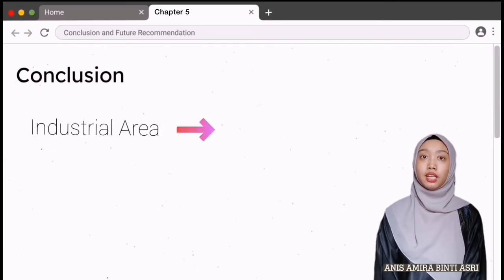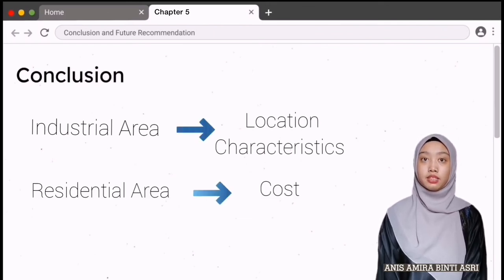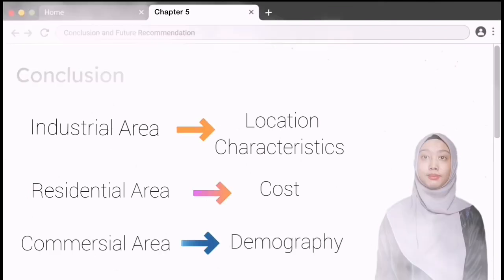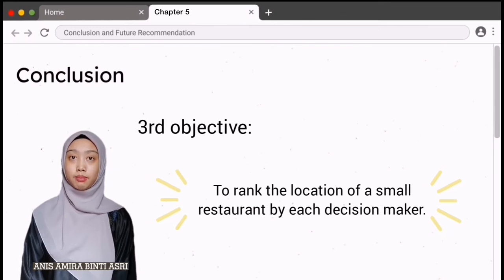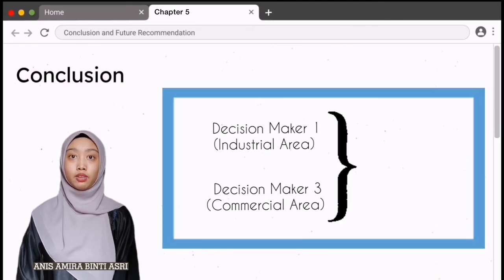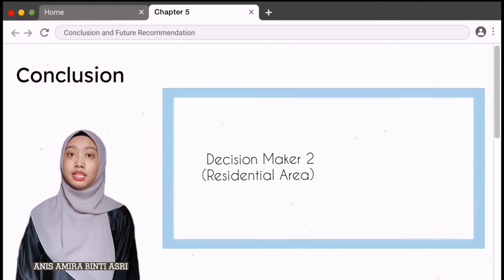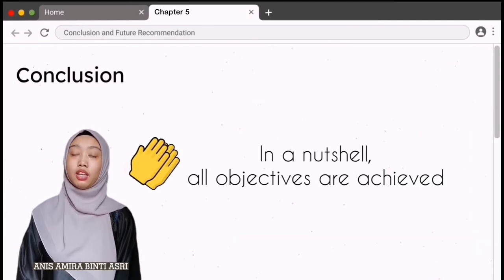In industrial areas, location characteristics are the most important concern in having a small restaurant, while cost is the most important factor in residential areas, and demography must be considered in commercial areas. Lastly, the third objective is to rank the locations of a small restaurant by each decision maker. Decision maker 1 from the industrial area and decision maker 3 from the commercial area rank the commercial area as number 1 and the best location to open a small restaurant, while decision maker 2 from the residential area ranks its own area as the best location. In a nutshell, all objectives are achieved.